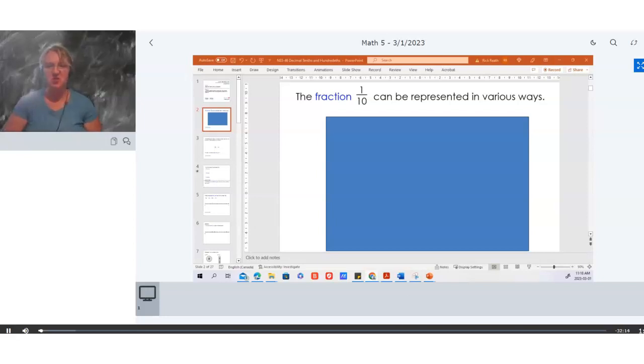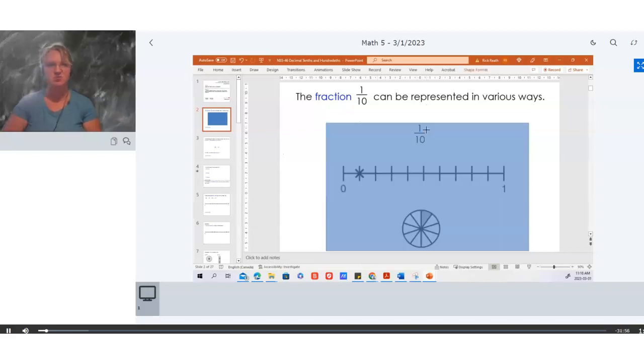From what I can see in the course, you've gone over this stuff anyway, so I'm just going to quickly review some of the things from this first week about fractions. So you've learned that fractions are similar to decimals, right? And that the fraction 1/10 can be represented in various ways.